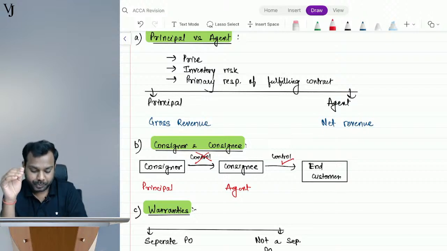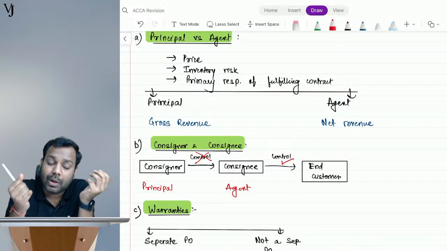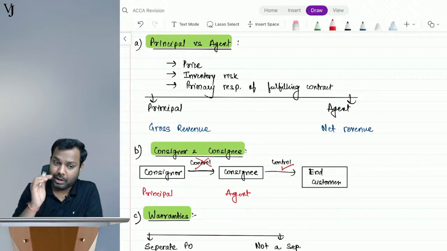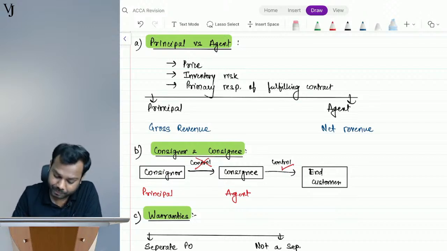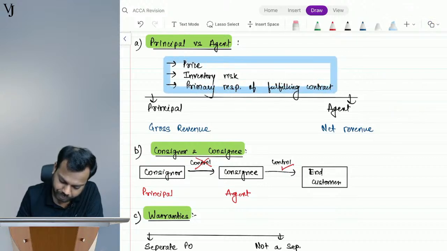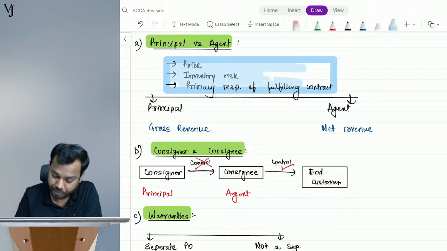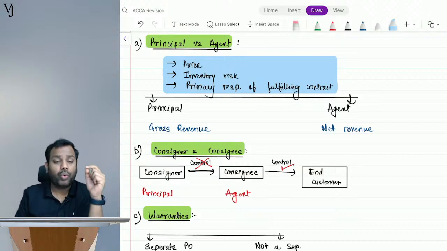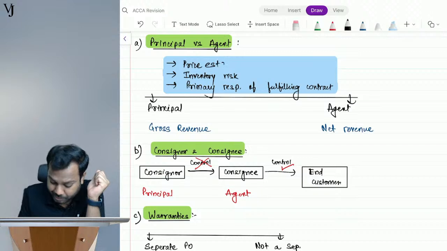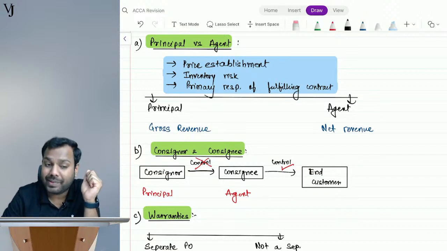Now understand guys, how to identify who is the principal and who is the agent? The standard says to assess these three things. Now what are these three things? First, who has the power to establish the price? I'll write here, price establishment. Who has the power to establish the price?